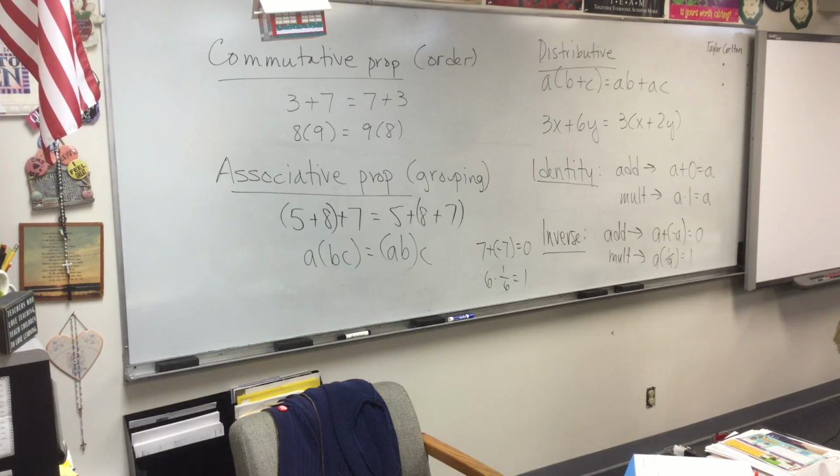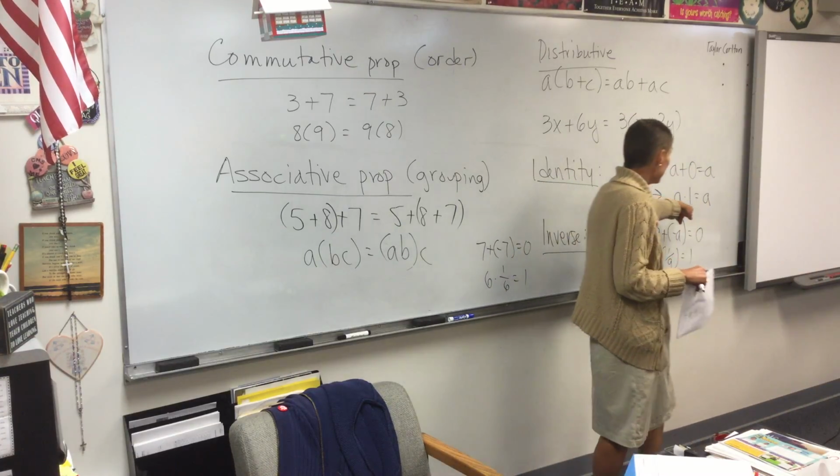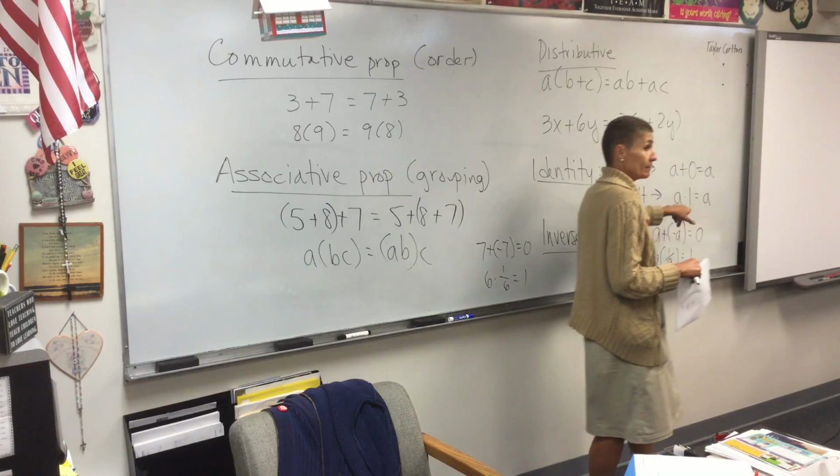Does anybody have a question about this? You say F is multiplicative identity. When you times by 1, that's your multiplicative identity.